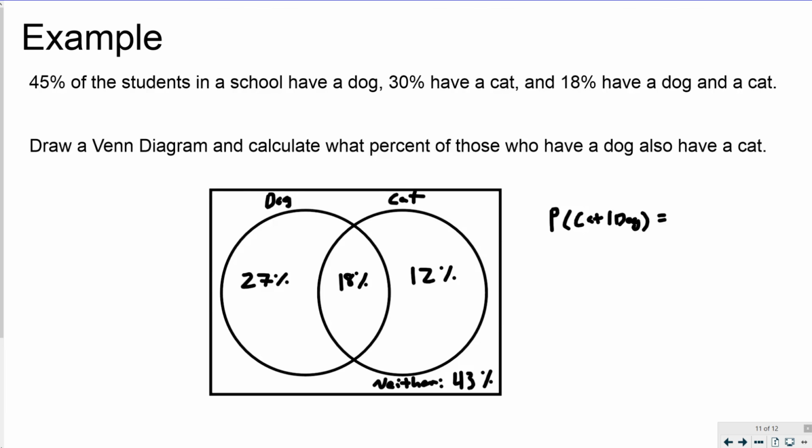But now let's answer the question. Calculate what percent of those who have a dog also have a cat. So it's the probability of both, 18%, 0.18, divided by the dogs, which is 0.45. And then if you go ahead and divide those, 0.18 divided by 0.45, you get 0.4, which is exactly 40%. So 40% of students who have a dog also have a cat.